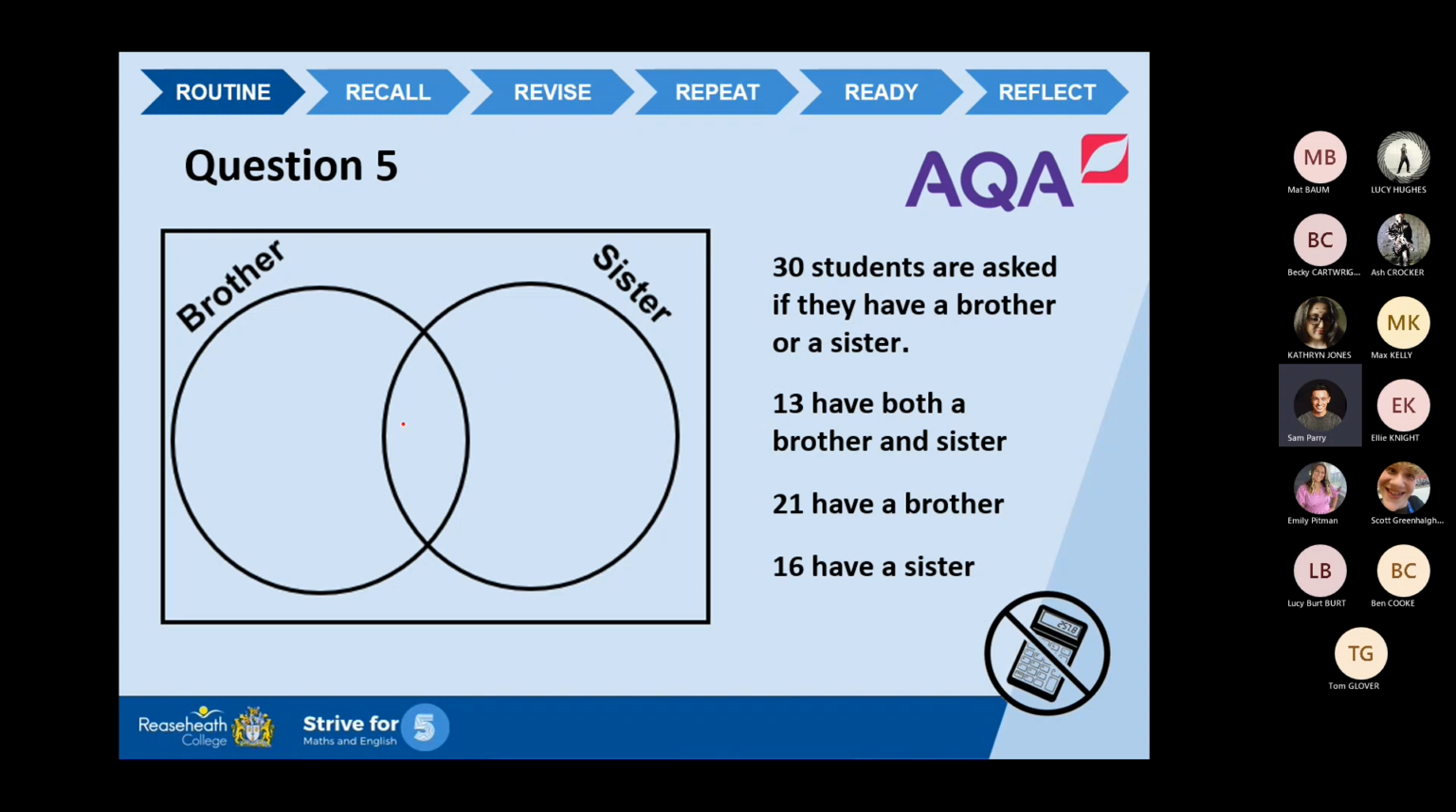So 13 have a brother and a sister. They have to go in the middle because they have both, right? So 13 in the middle, I'm happy with that.